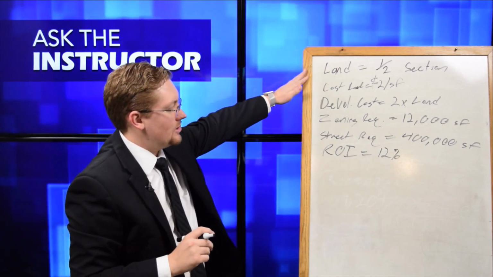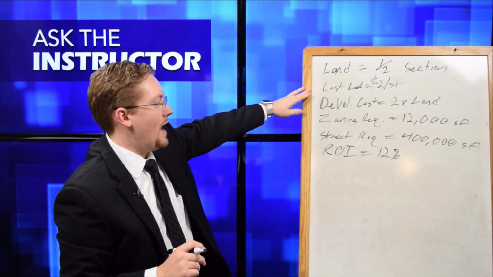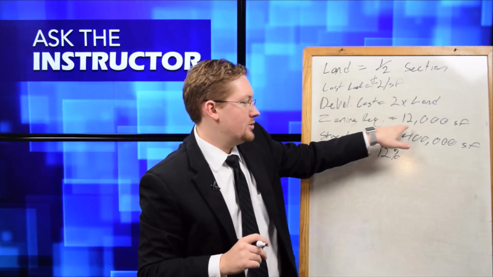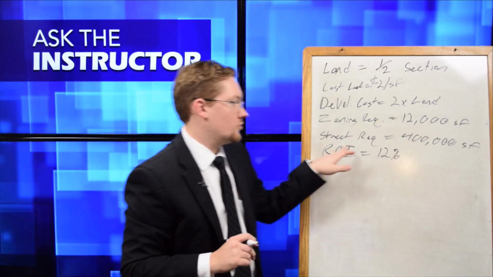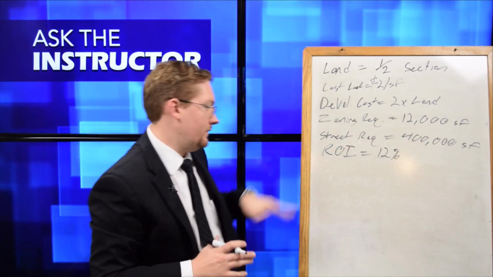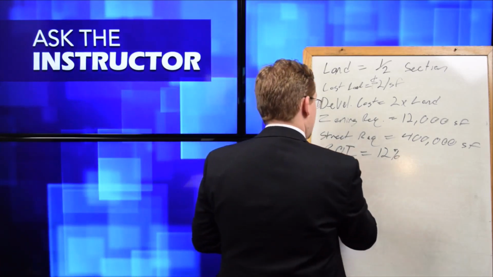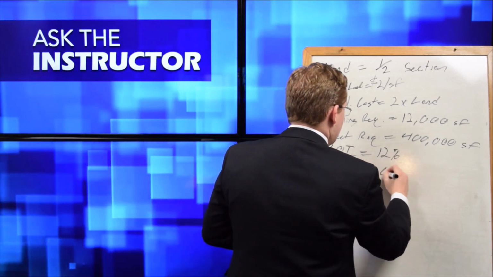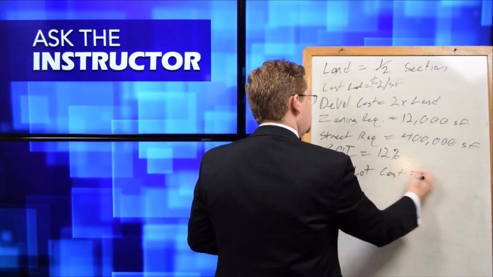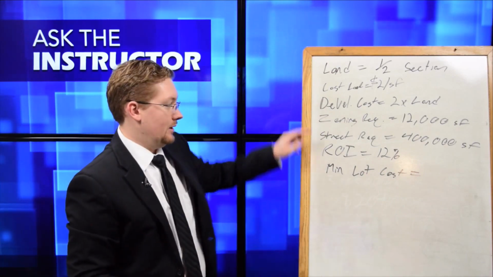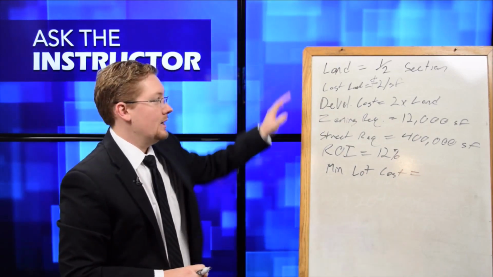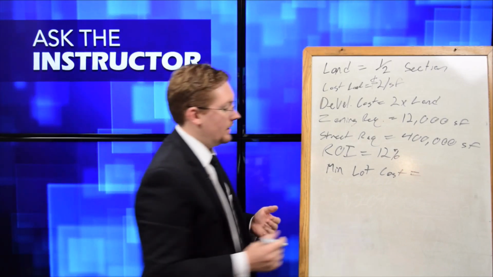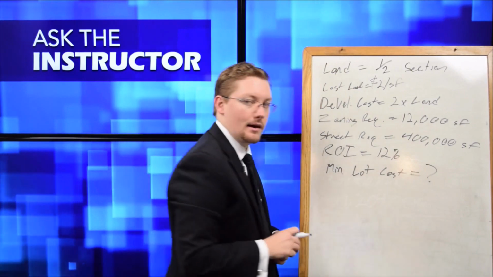So we have half a section of land. It costs us $2 a square foot. The development costs are twice that land amount. The zoning specifies we need at least 12,000 square feet. The street requirement is 400,000 square feet. The investor wants a 12% return on investment. So what we need to figure out now is our minimum lot cost. Since we're dealing with minimum square feet, we need the minimum lot cost in order to cover everything. If we sell every lot for this minimum lot cost, we're going to end up making our 12% profit.